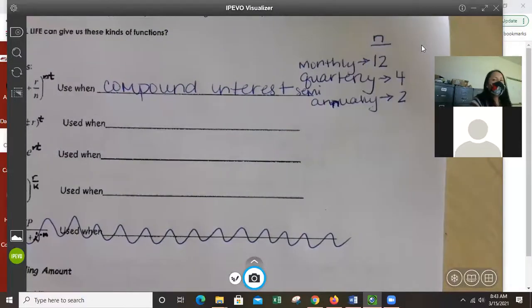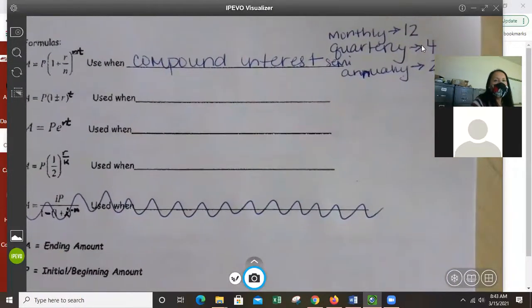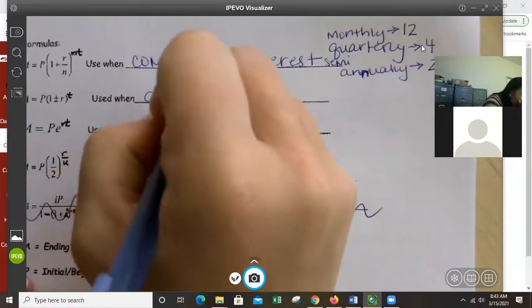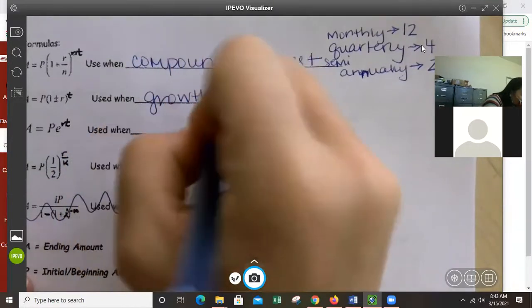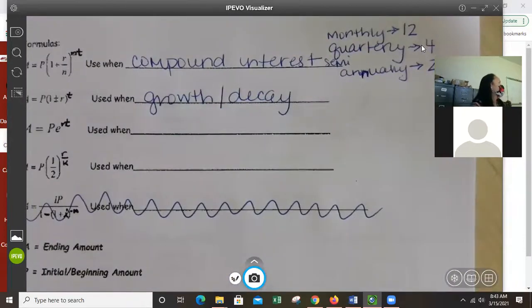Then the next formula, P times 1 plus or minus R to the T, is growth or decay. Appreciation, depreciation. So you buy a car for $30,000 and it depreciates 10% per year. That's one of your decay formulas, okay? Plus for growth, minus for decay.